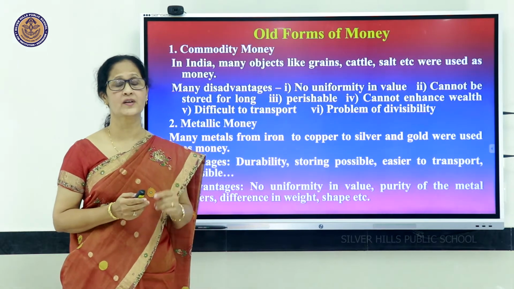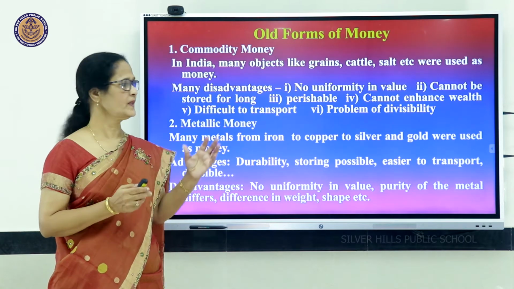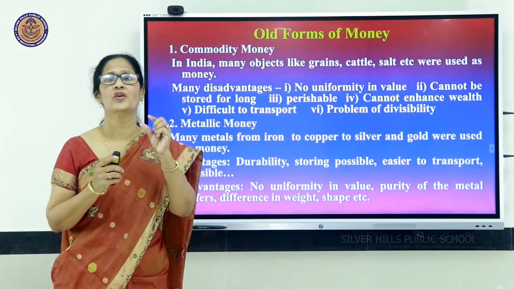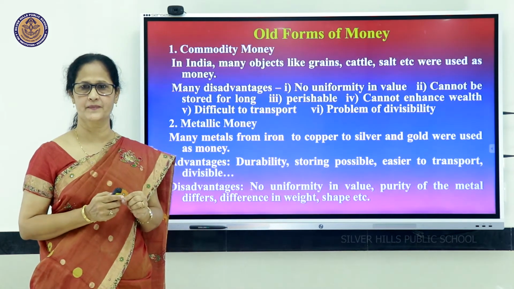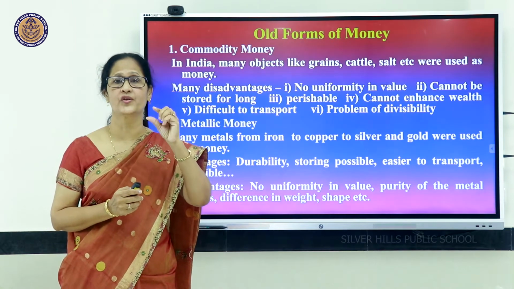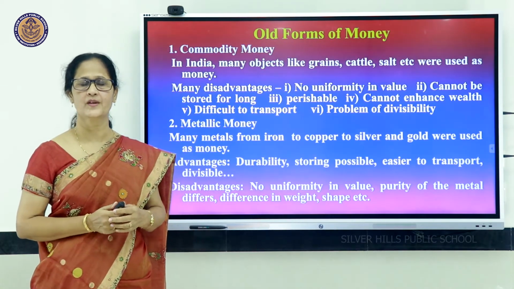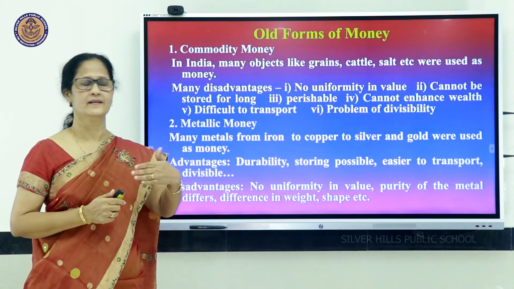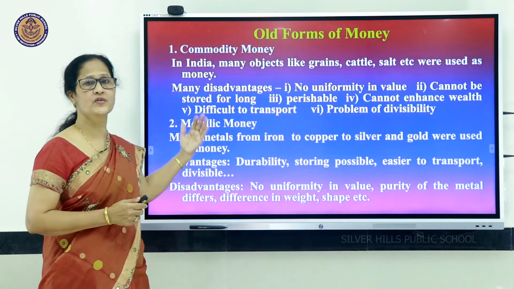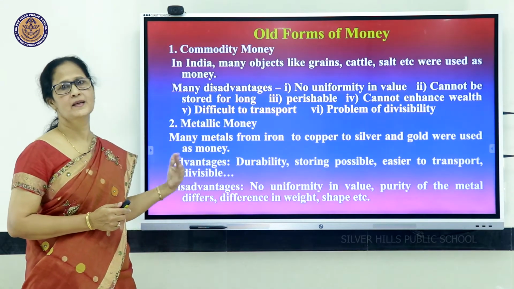You must have heard about the gold mohur used during the Mughal era. They had gold coins with the image of the king or the queen on it. The time of printing or issue of that coin was depicted on the coin. So they innovated and it was made more uniform. So these are the two types of old forms of money, that is commodity money and metallic money.